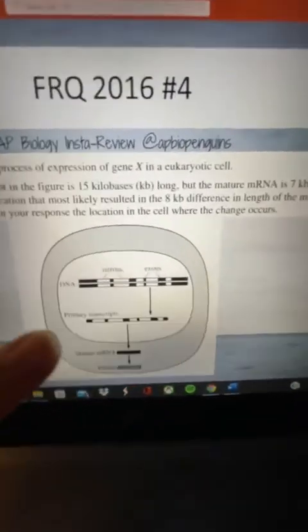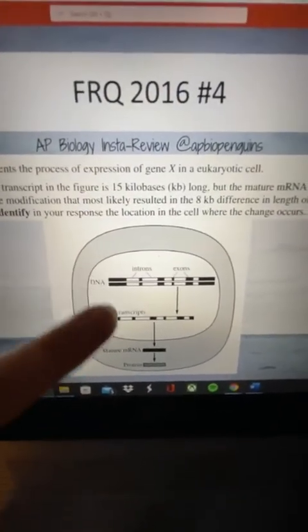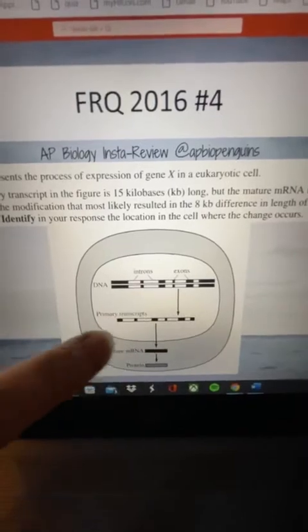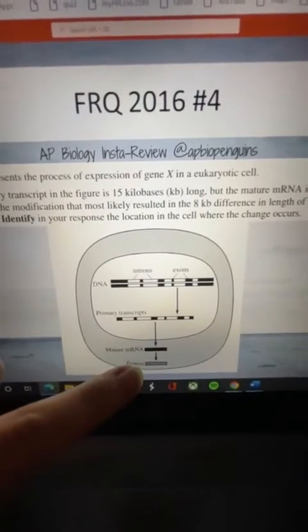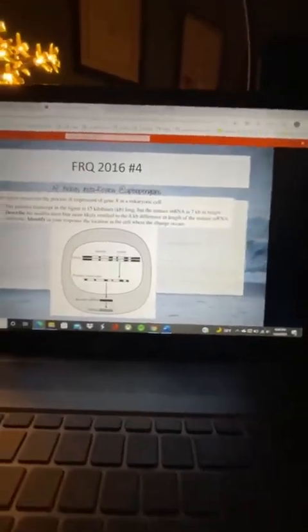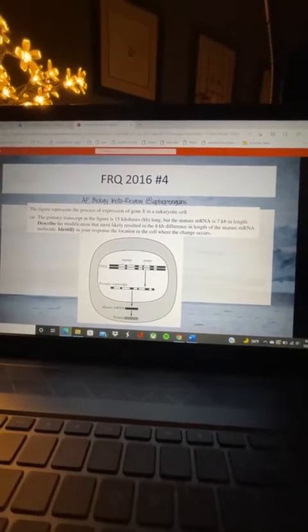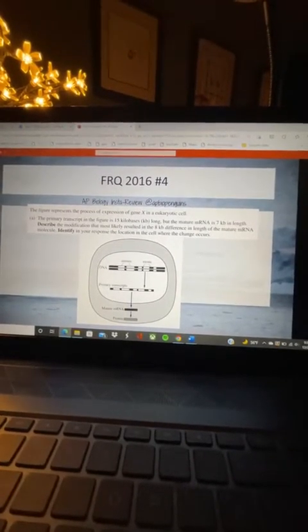Okay, so here we have a transcript. We're looking at a eukaryotic organism. You know that it's a eukaryote because we have this nucleus here with its DNA in it, allowing us to make that mRNA, which is then going to lead to making our protein. They're telling us that the primary transcript is 15 kilobases long, and the mature mRNA is 7 kilobases long.